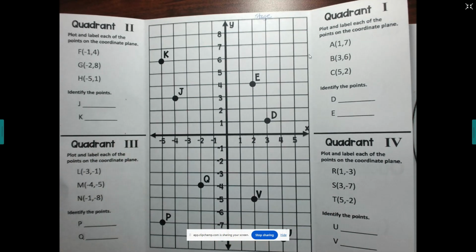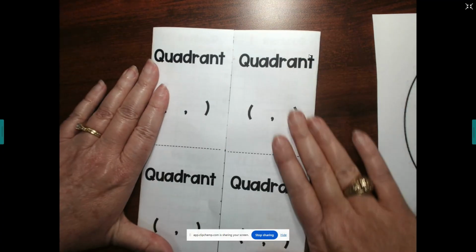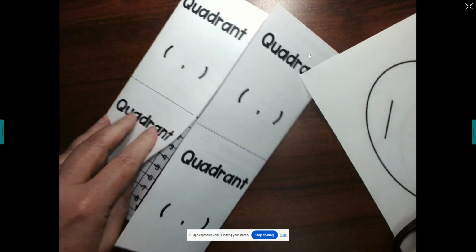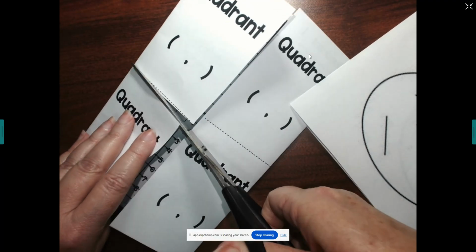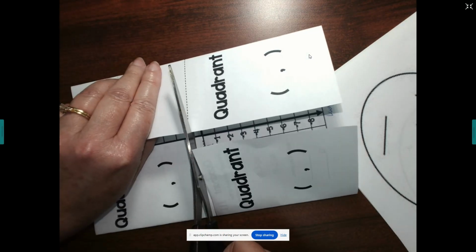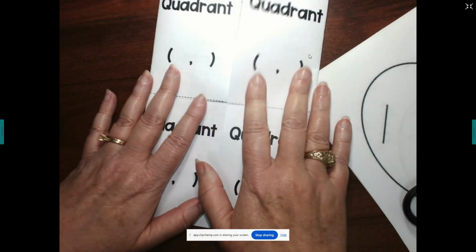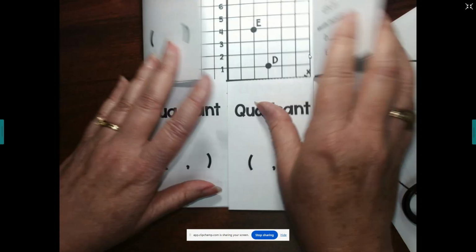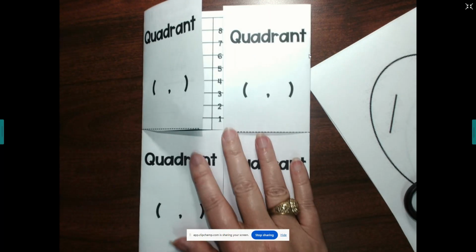The way this foldable goes together is you fold it on these lines here, and then we are going to cut it on the dotted line, like so, so that you have these little doors that open up and you can see the inside of the folder, like this. All right, so on the front here, on our doors, let's talk about the quadrants.